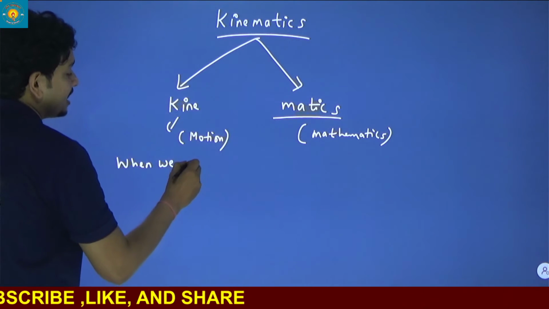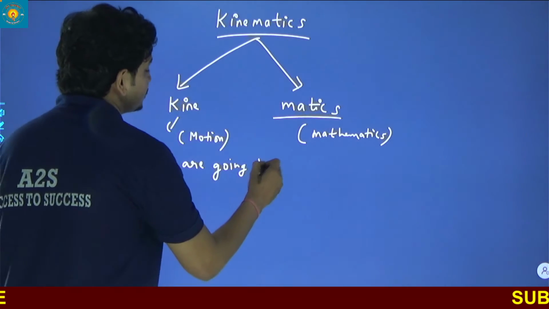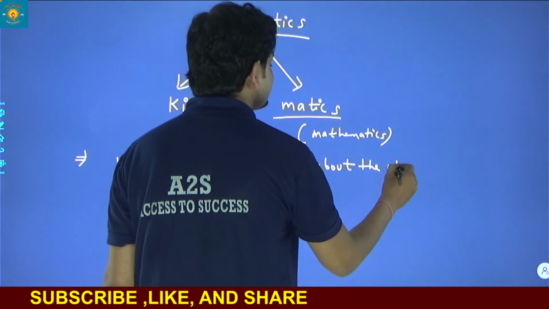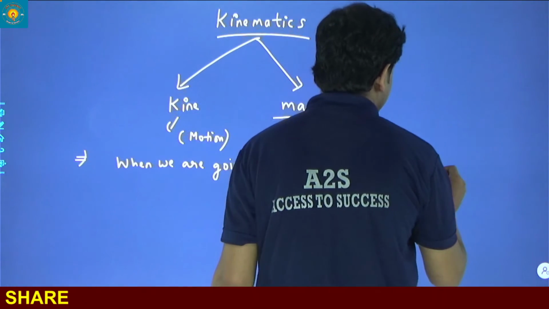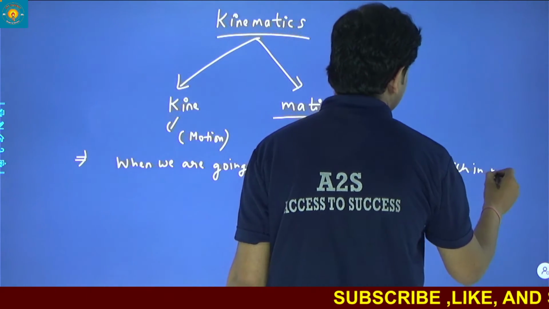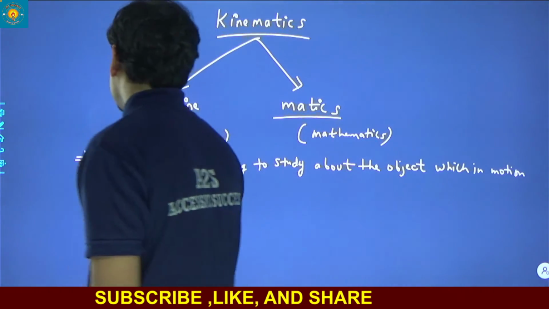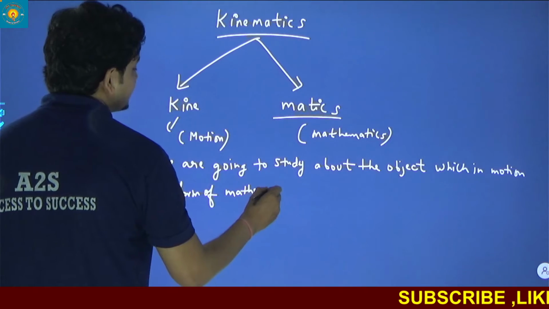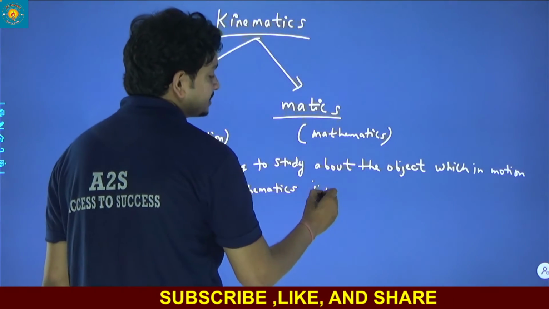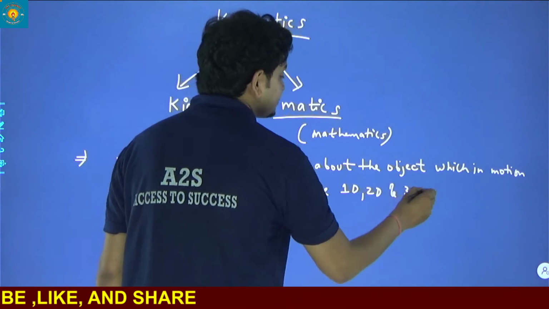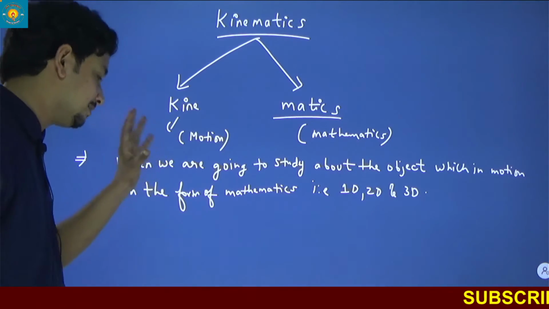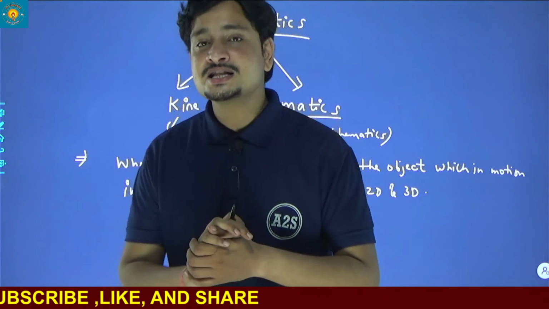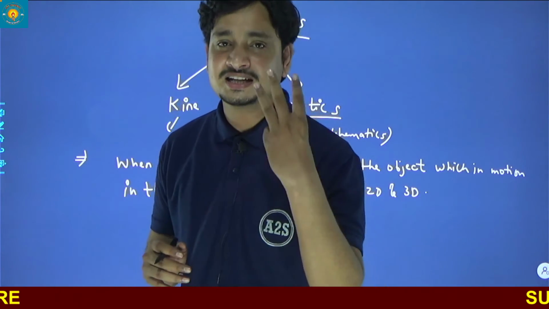when we are going to study about an object which is in motion in the form of mathematics, that is one dimension, two dimension and three dimension, that should be called kinematics. It means we study the motion of an object with the help of mathematics in one dimension, two dimension and three dimension.